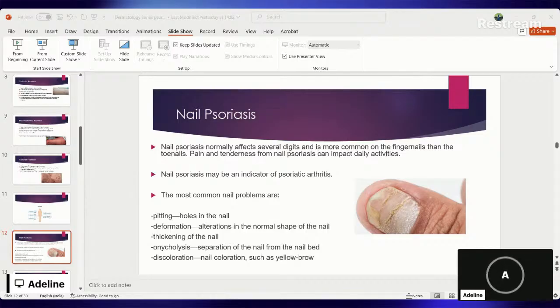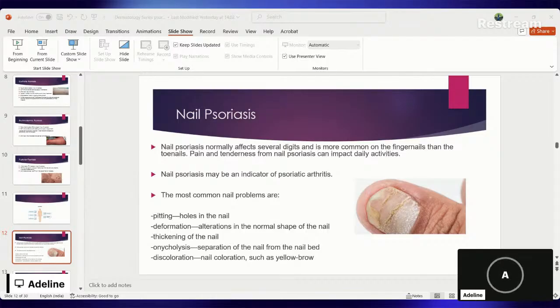Rheumatic complications, like we said, include psoriatic arthritis and spondyloarthropathies. Gastrointestinal complications that can come along with psoriasis include Crohn's and ulcerative colitis. And other dermatological complications depend on the site and type of the psoriasis, which is plaque psoriasis, generalized psoriasis, palmoplantar psoriasis, nail psoriasis, etc.